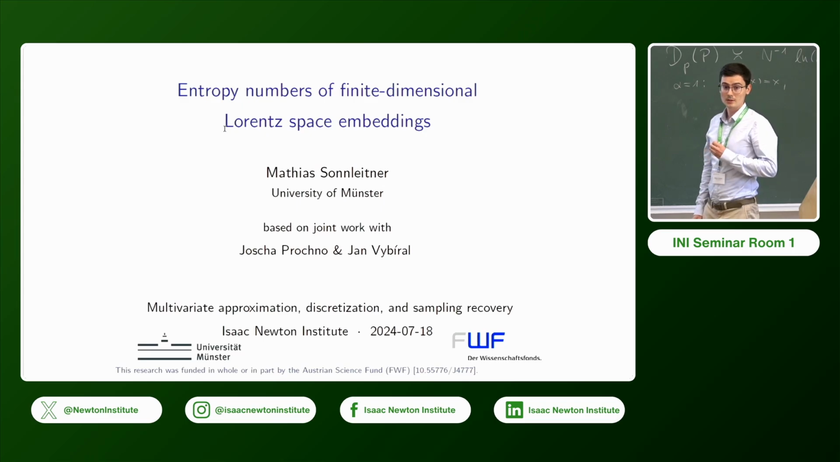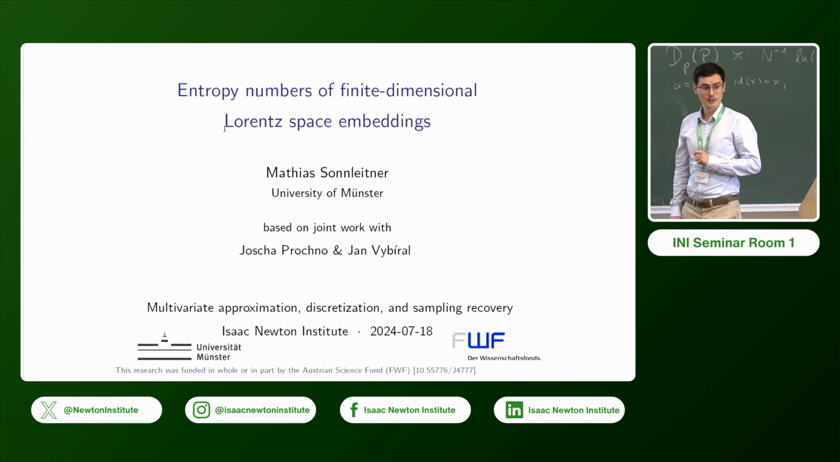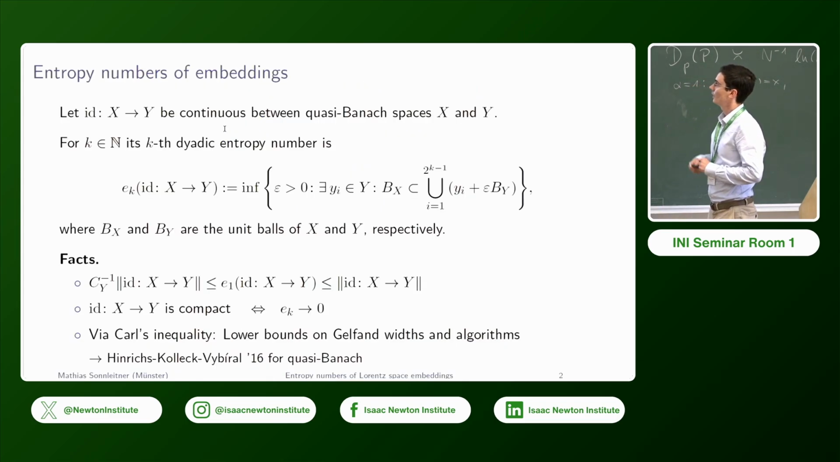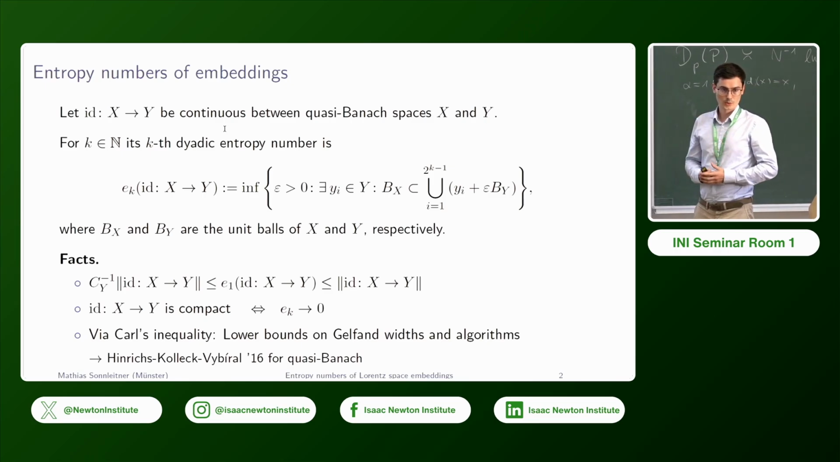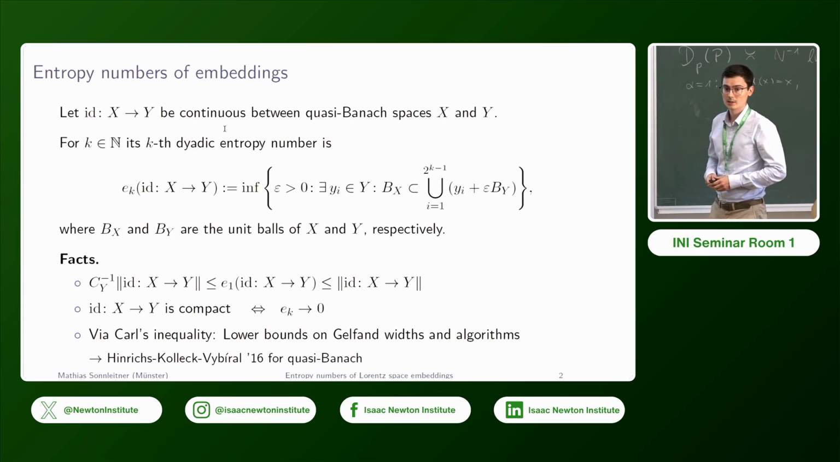So entropy numbers already appeared in yesterday's talk by Igor Kosov, but I want to introduce them in the following slightly more general way. I want to consider continuous embeddings between quasi-Banach spaces. Basically this corresponds to the approximation problem where you want to approximate uniformly in the unit ball of a quasi-Banach space X in a quasi-norm Y.